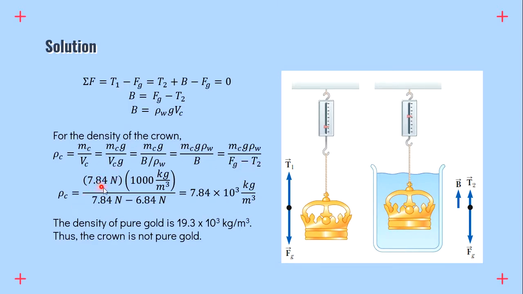Substituting, you have 7.84 times 1000 over 7.84 minus 6.84, which is equal to 7.84 times 10 raised to 3 kilograms per cubic meter. The density of pure gold is 19.3 times 10 raised to 3 kilograms per cubic meter, which is very far from the value that we obtained. Thus, the crown is not pure gold.